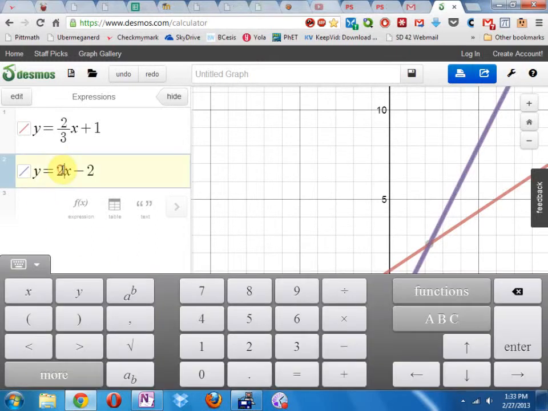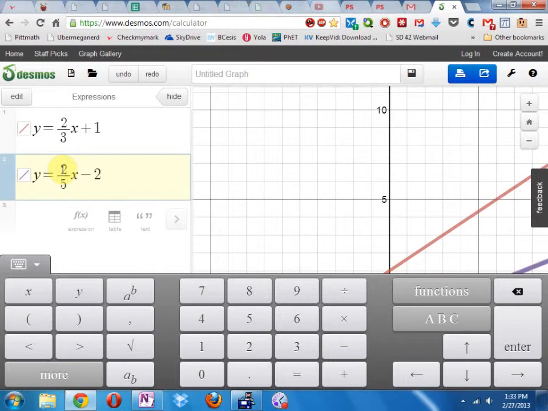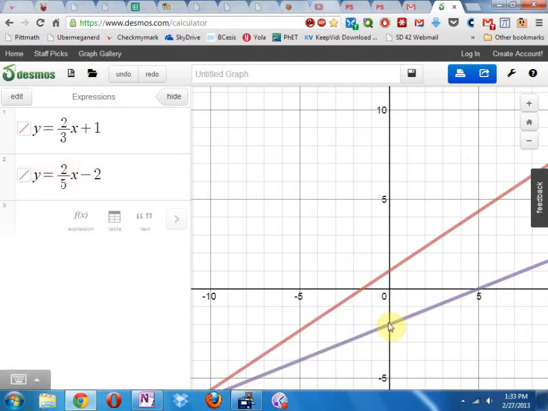What if I put a 2/5 there? What should the slope be? 2/5. Let's see. Still a y-intercept of negative 2, and then it goes up 2/5. Hey, it does have a slope of 2/5. This is why we practiced, Amy, getting the y by itself. This is what we call slope-intercept form.